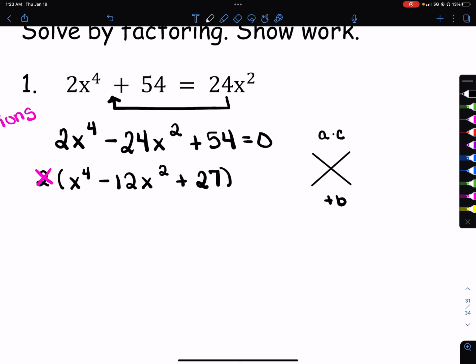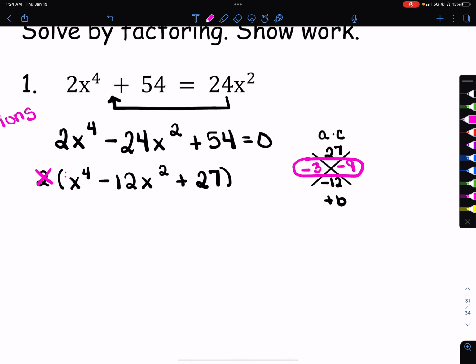All right, so on the top of the big X, we would put 27. On the bottom of the big X, we would put negative 12. So what two numbers would multiply to 27 and add to negative 12? Those are negative 3 and negative 9. These two here are going to be our factors.